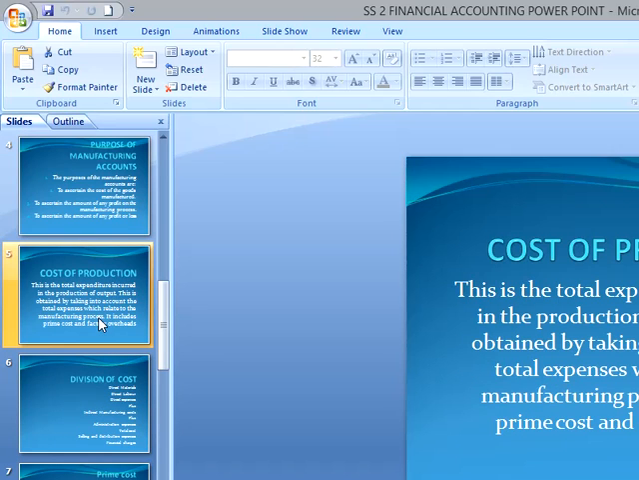Now, in manufacturing accounts, there are costs that we need to look into. These costs are called costs of production. This is the total expenditure incurred in the production of output. And this is obtained by taking into account the total expenses which relate to the manufacturing process. This includes prime costs and factory overheads.